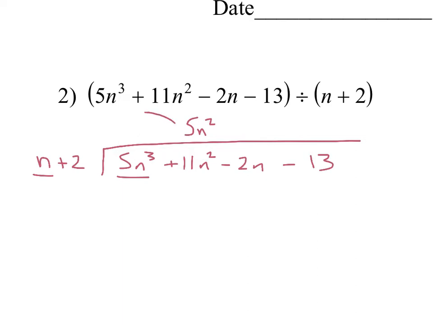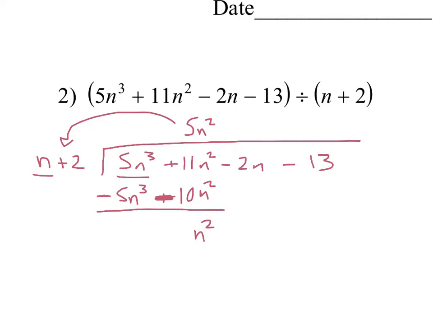So now we multiply the 5n squared by n plus 2. So what's 5n squared times n? 5n cubed. And then 5n squared times 2 is 10n squared. We have to change the sign, so this becomes negative and this becomes negative. And now we combine the two. So we have 11n squared minus 10n squared, which gives us 1n squared.